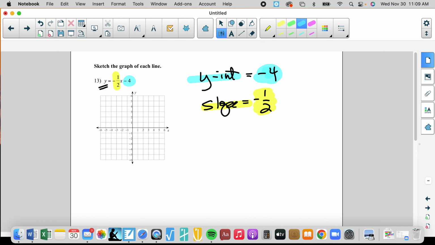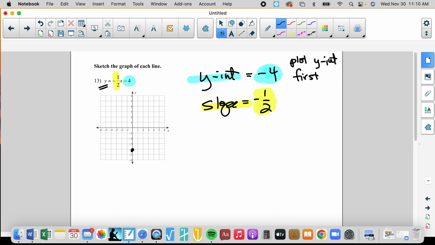So what do we plot first? We always need a point. We don't know where to start to use my slope. We don't know how to go down 1, right 2. We have to do that from one point to the other. So we must plot the y-intercept first. It's going to cross the y-axis at negative 4. So I'm going to make a dot at negative 4.